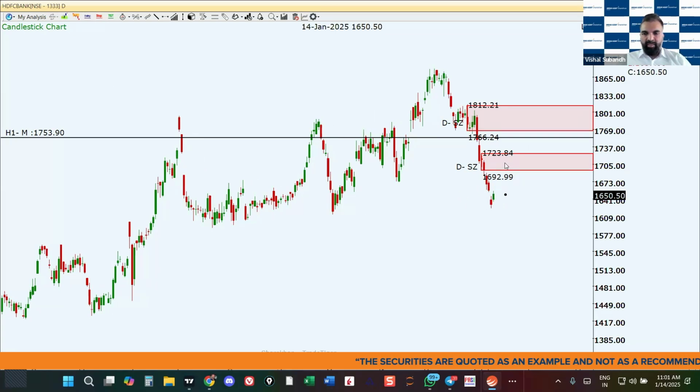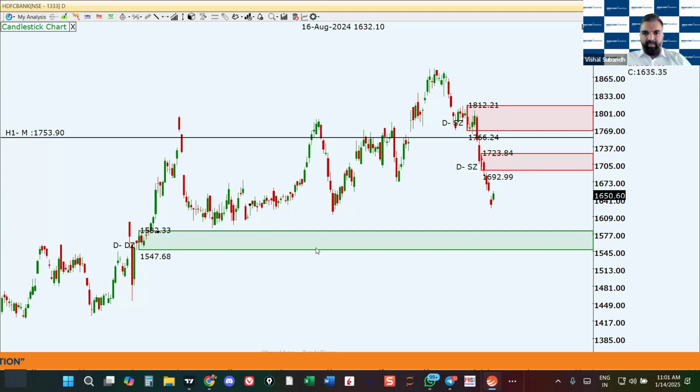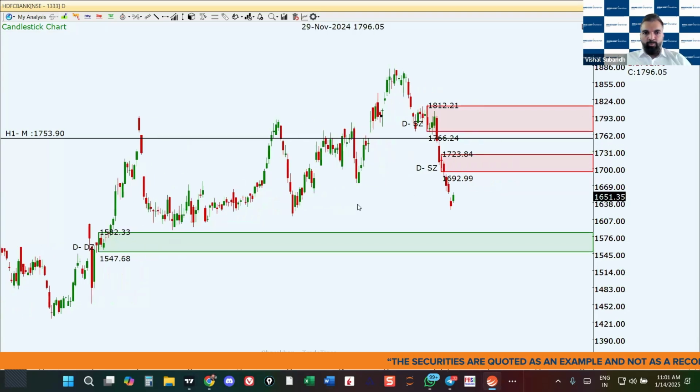But in case the price does come and hit this level, then we expect another move to the downside, and probably we expect to see prices retesting the 1600 levels once again. So 1580 to 1547 is going to be a crucial level of demand on HDFC Bank right above, around this consolidation, so on and so forth.